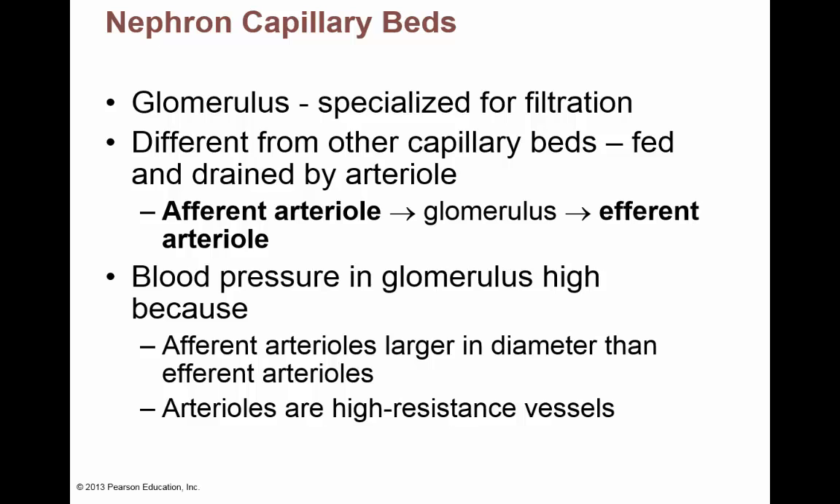Now, blood pressure in that glomerular capillary is really high for two main reasons. One, afferent arterioles are larger in diameter than efferent arterioles. So if you have a really wide afferent arteriole, and then leaving, you have a more narrow efferent arteriole, what happens to blood pressure when you go from a wide area to a narrower area?